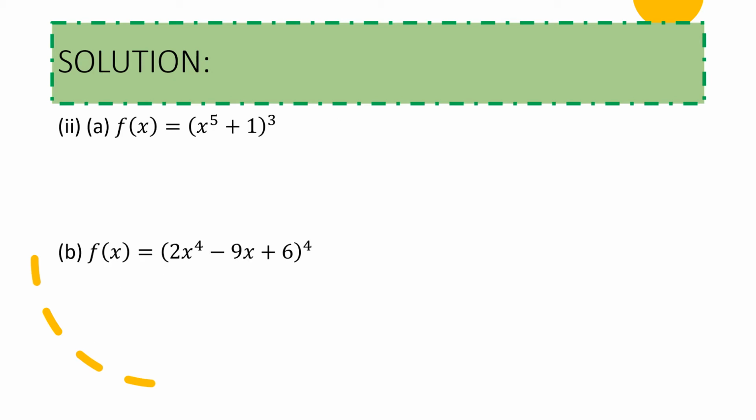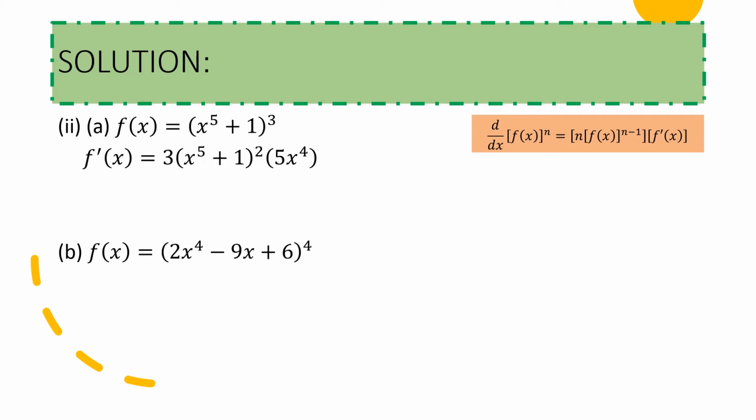For question 2, we can use the simple method, which is the power rule, to get the answer for f prime x. The power rule is n times f(x) power of n minus 1 times f prime x. So for a, f(x) equals (x power of 5 plus 1) cubed. Therefore, f prime x equals, first the power we move in front.